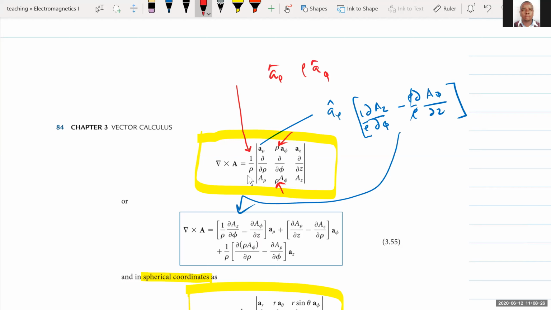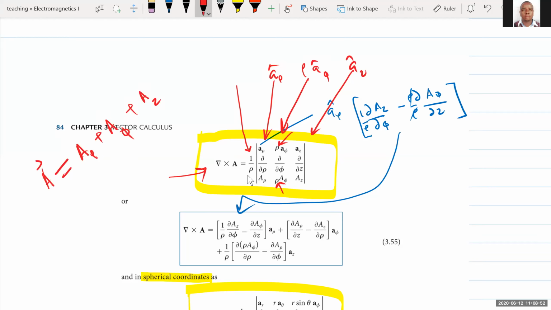And instead of course, AZ remains the same, so there is no instead there. The other thing is that we are breaking our A in cylindrical into A rho plus A phi plus AZ. The only thing we are saying when you want to do the curl of that is that we are introducing rho at that point. Rho becomes a coefficient of A phi. Well, this is more of remembering, and ideally this formula is provided. The most important thing is to know that it exists and it is not the same for the Cartesian or for the spherical.